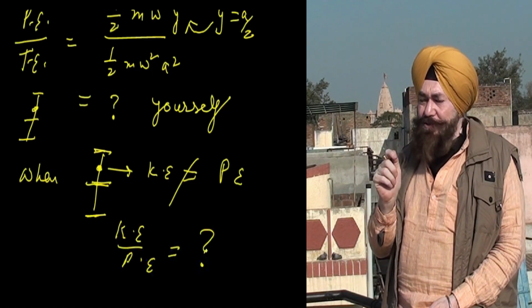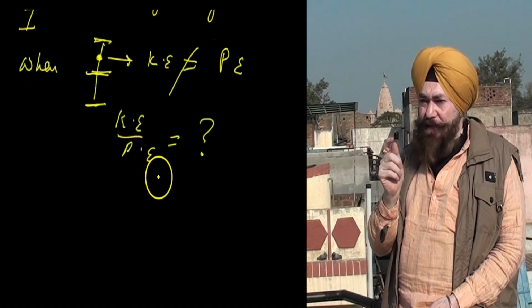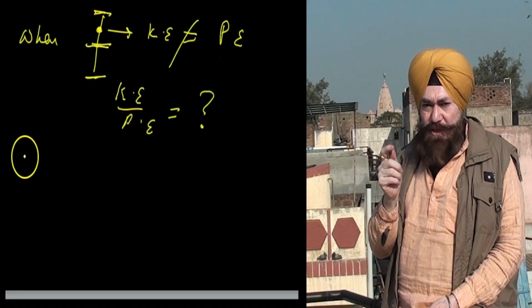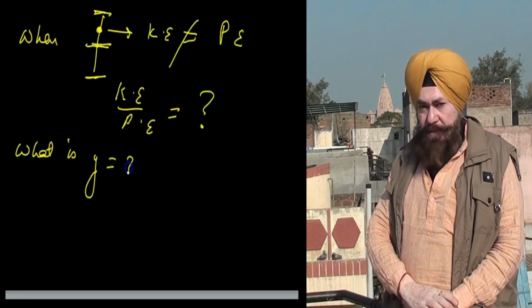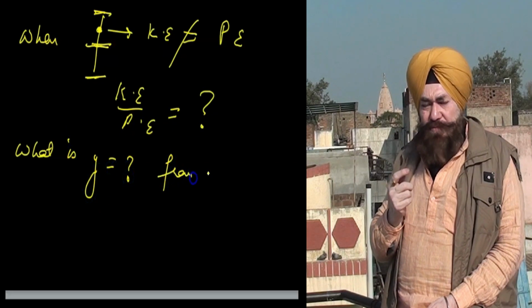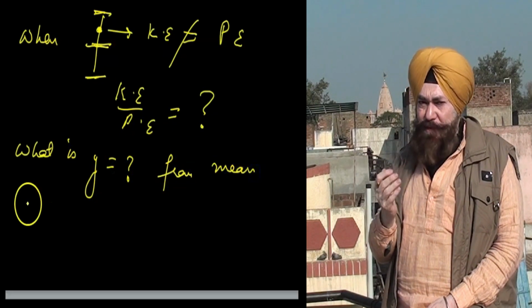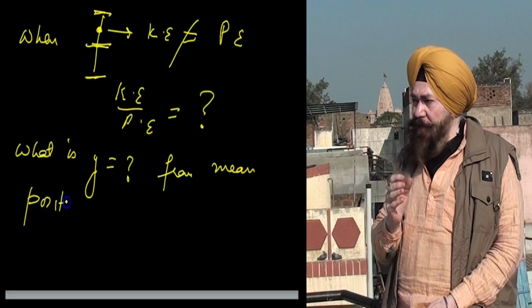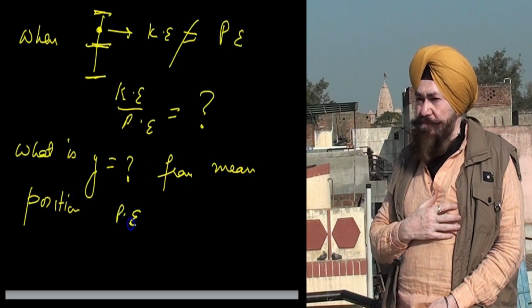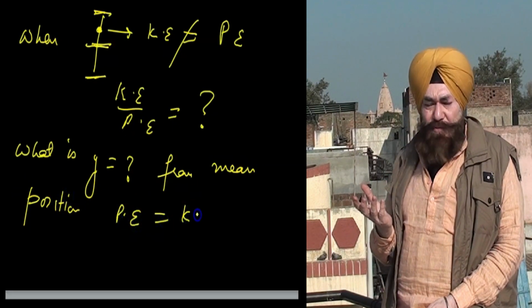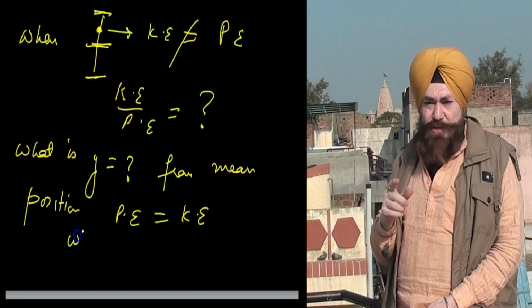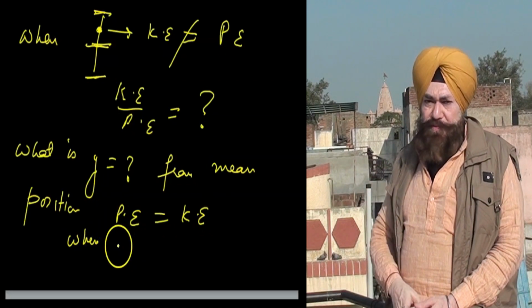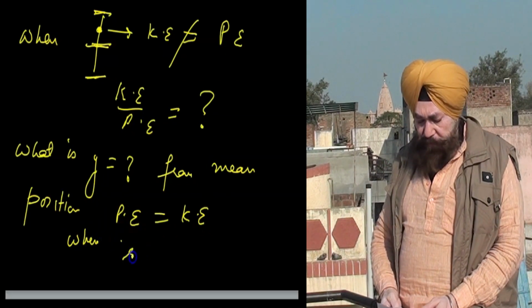Now the next question: what is the displacement from the mean position where the potential and kinetic energies are equal? You can do very simple calculations, and the result will come out to be y equals a upon root of 2.